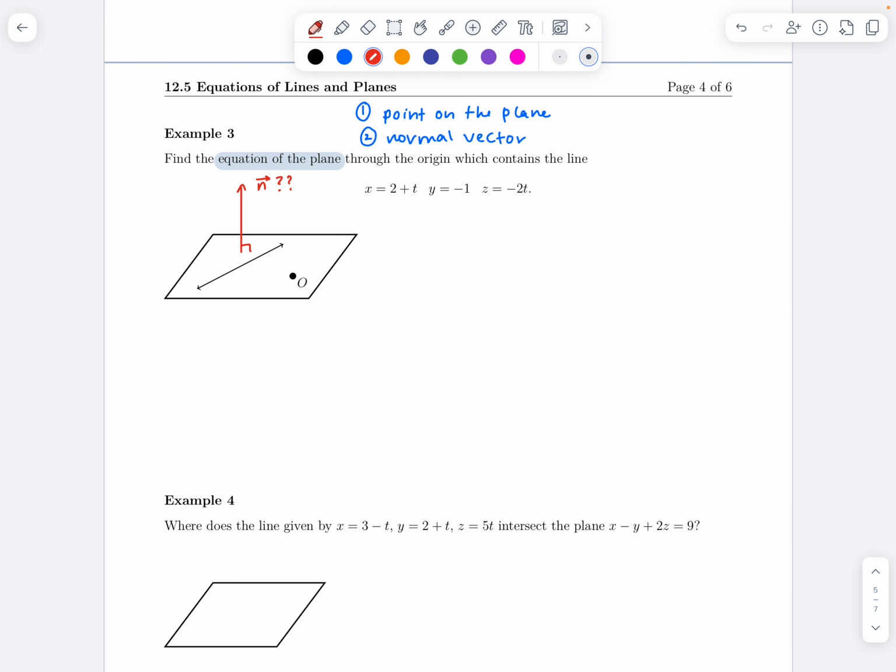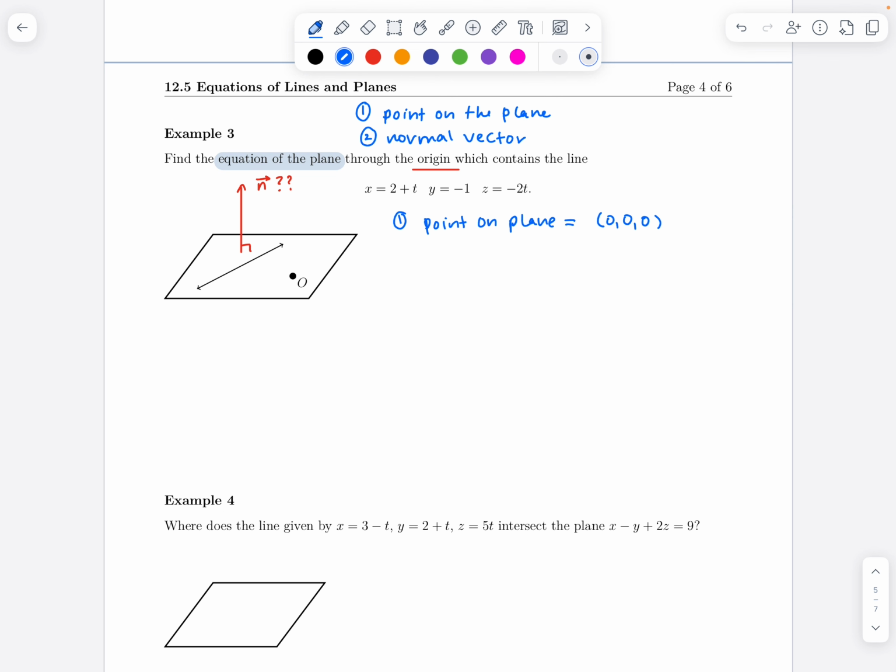news is they've already told us that the plane goes through the origin. We can see that here, the origin is shown here. And it also contains a line. So lines are given with their parametric equations, so this line in the plane here is pictured. So we've already been given a point on the plane. So our point on the plane is the origin. So 0, 0, 0.